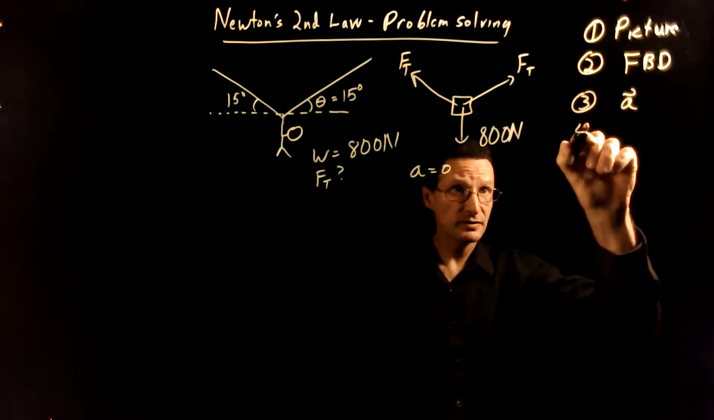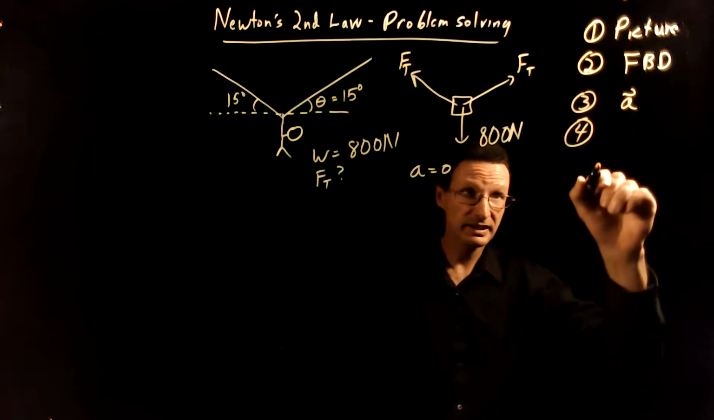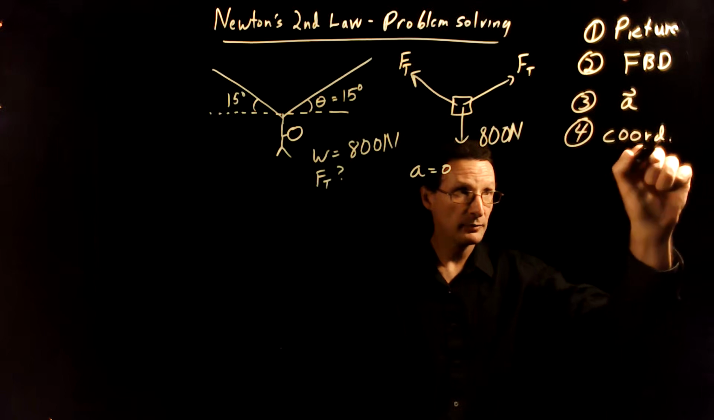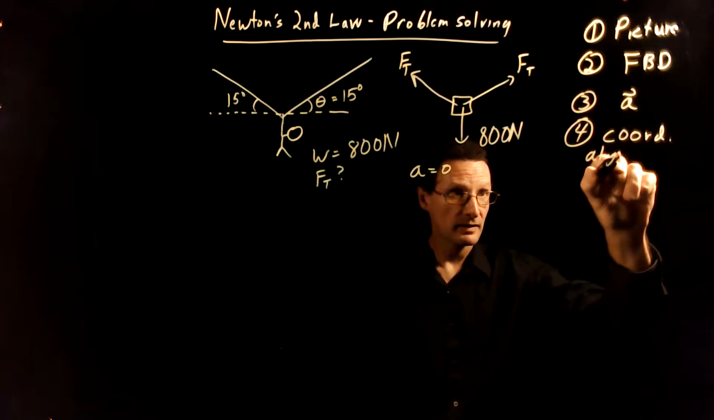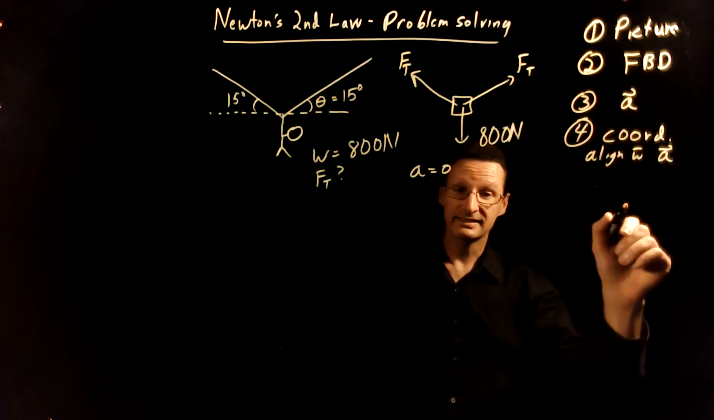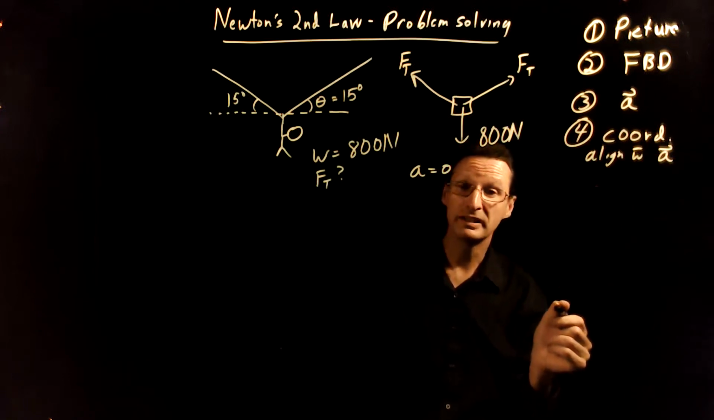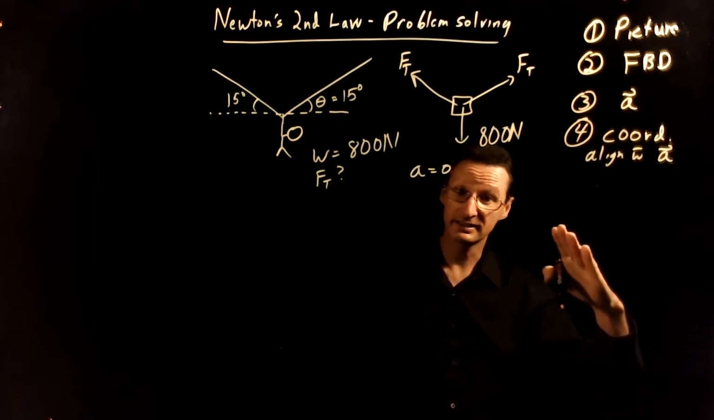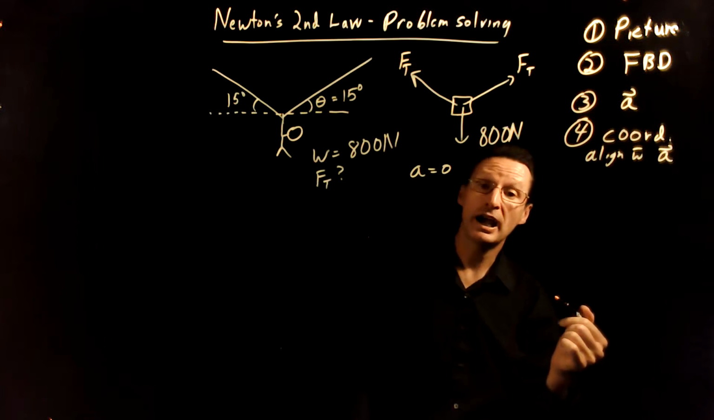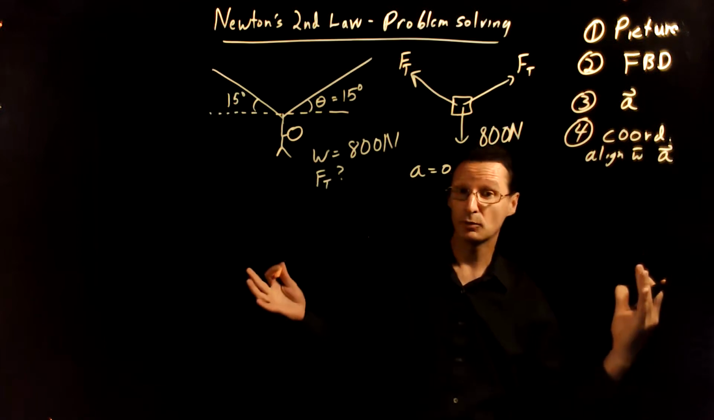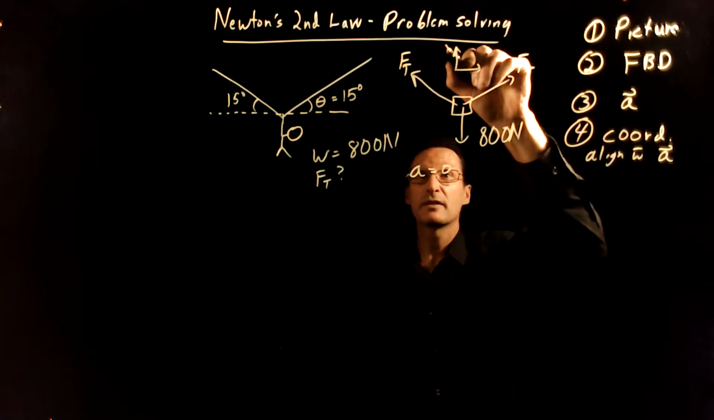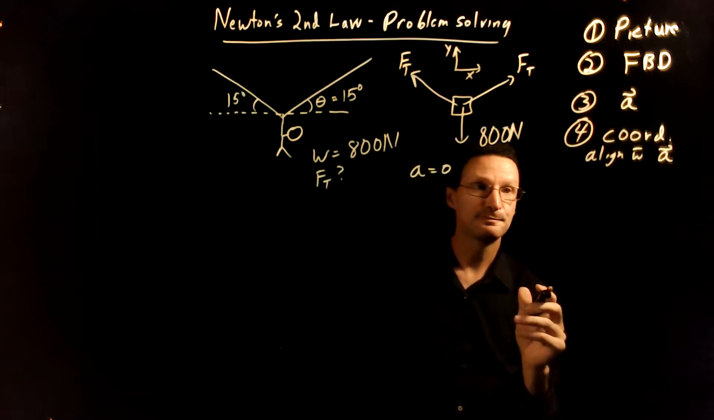The reason we want to draw the acceleration direction is because the next step is to identify a coordinate system, and we want to align that with the acceleration direction, meaning one of the axes, like for example the x-axis, will be parallel to the acceleration, and the y-axis will be perpendicular. In this case, and in any case where the acceleration is 0, you can use any coordinate system. So we usually use the standard xy coordinate system here. I'm going to put that up here.